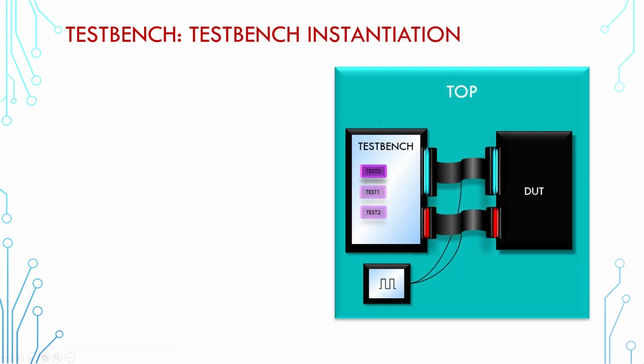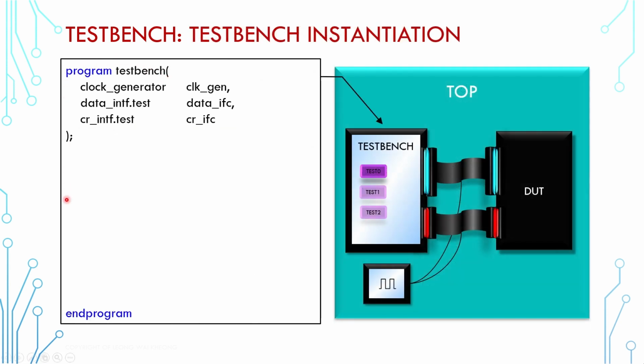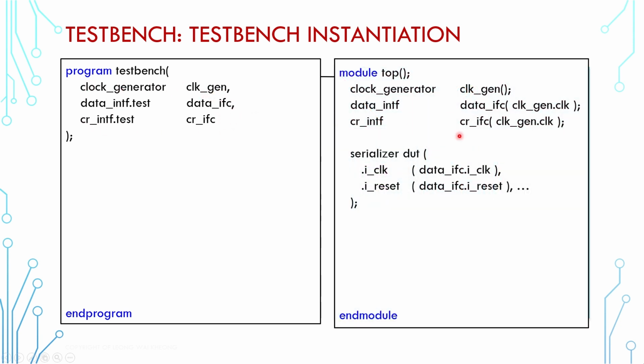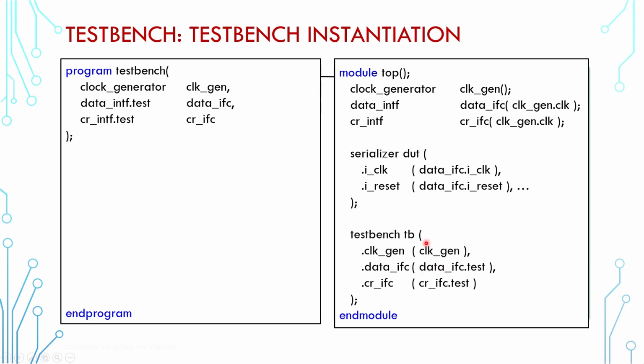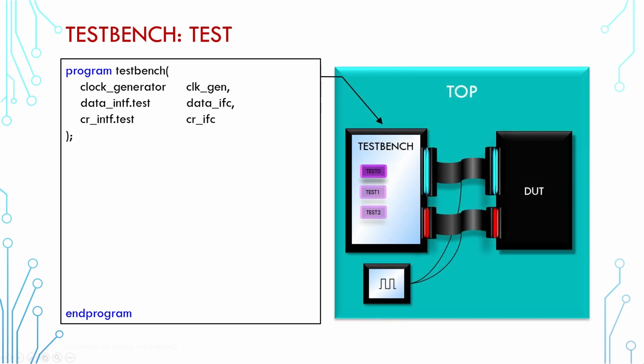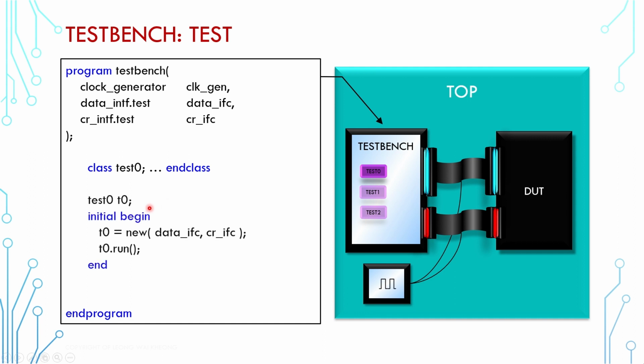For the test bench, we will be using program, and we can use the interface modports as functional ports. In the top level, we can instantiate the test bench program like this. And now the test in classes. Let's assume we have only one test for now. We can write the test inside the program, then we create a handle for it, and then we instantiate it.